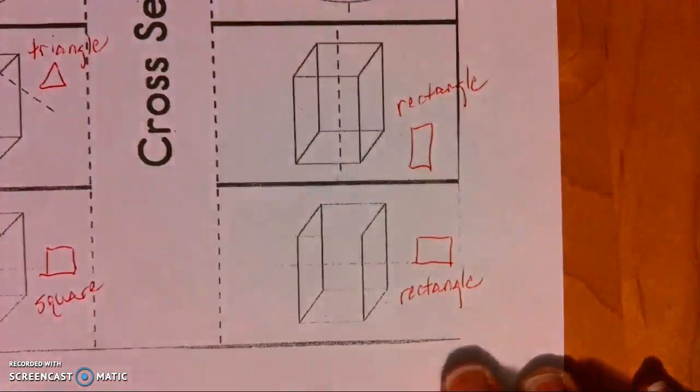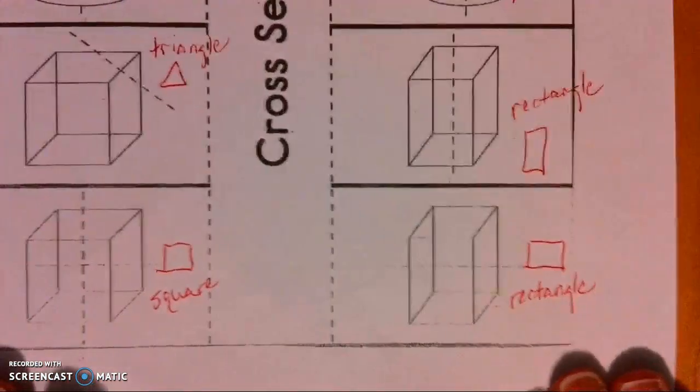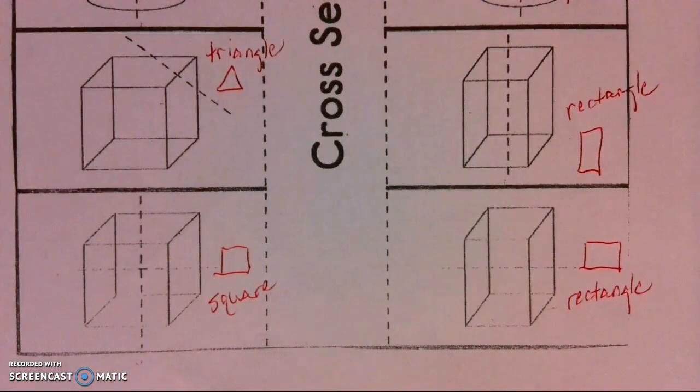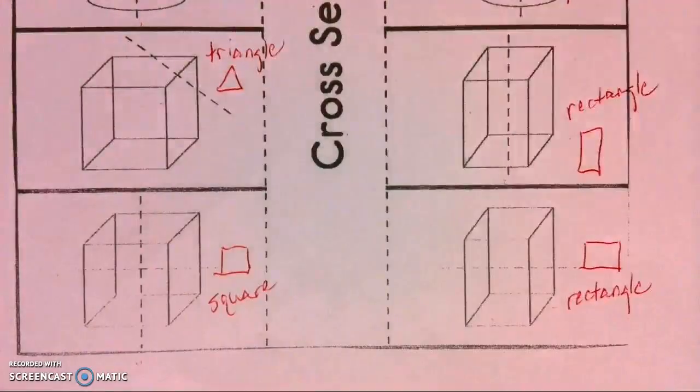Now we're going to do a little bit more with cross sections, so if you're a little bit confused, don't worry. We have some more activities we're going to do tomorrow in class. Again, make sure that you fill in your Google form, and we'll talk about these tomorrow.